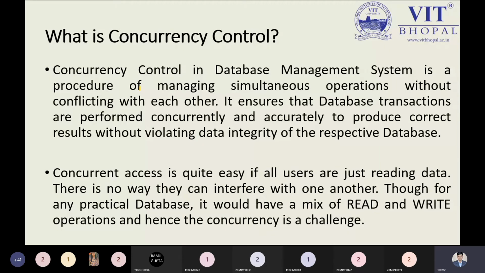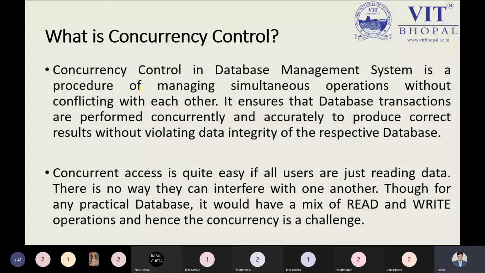Why are we using the database management system? This part we have discussed in our first and second class. That is a feature of the database management system. So data integrity should not be violated, and if it is violated, then our database is not good. So concurrency control maintains the data integrity. Concurrent access is quite easy when all the users are just reading the data, as there is no way they can interfere with one another.